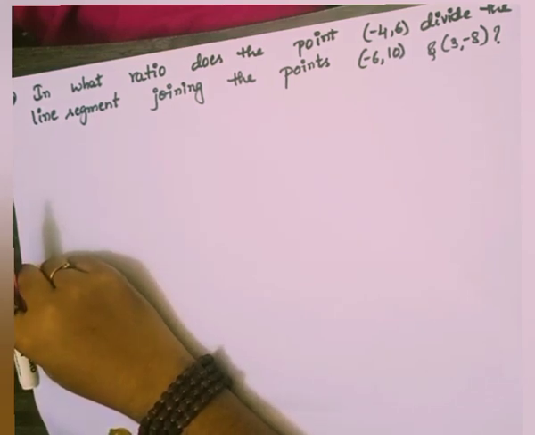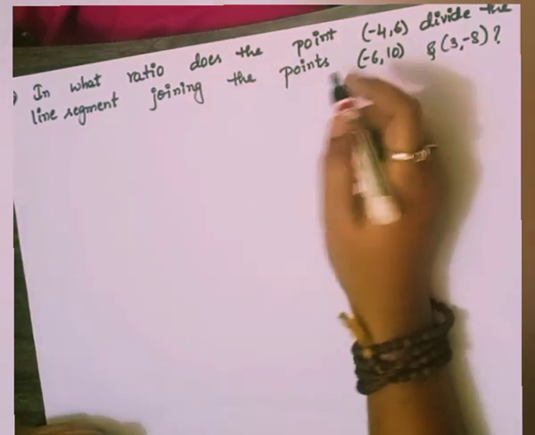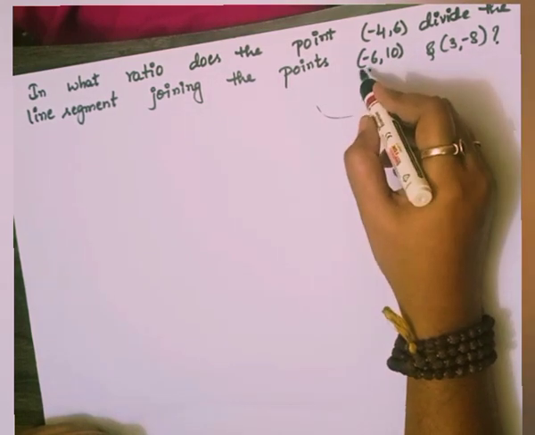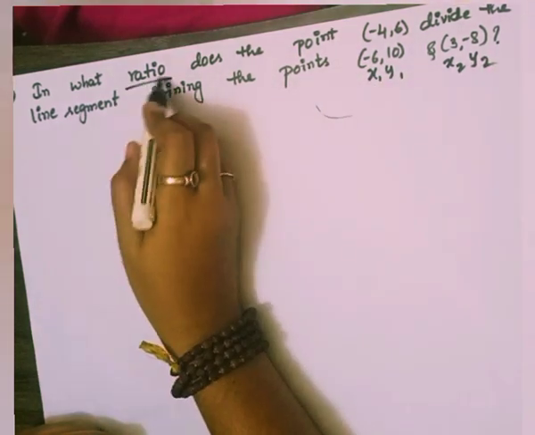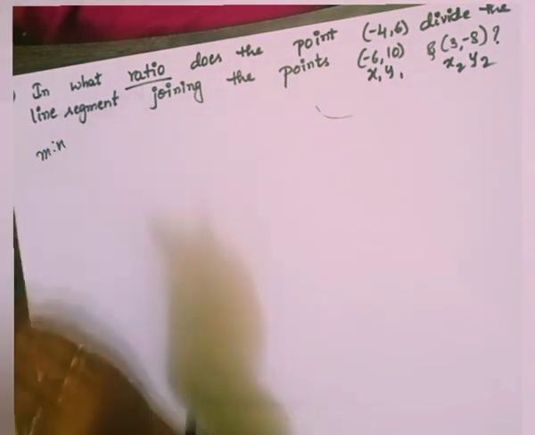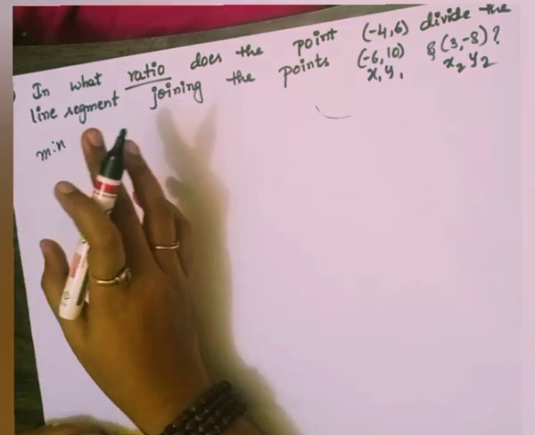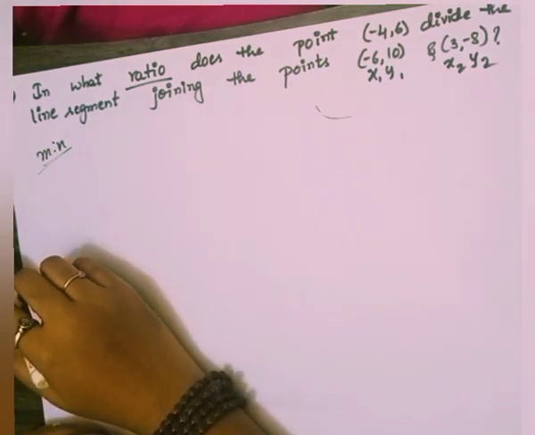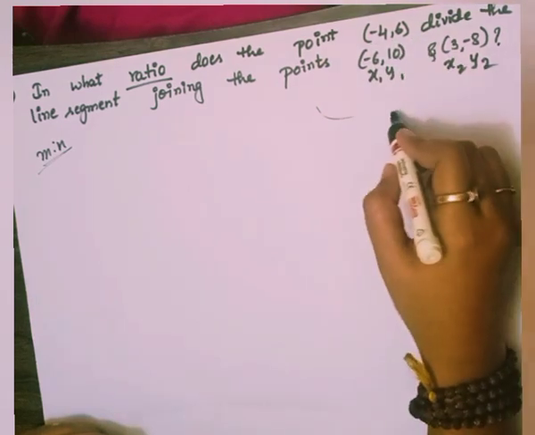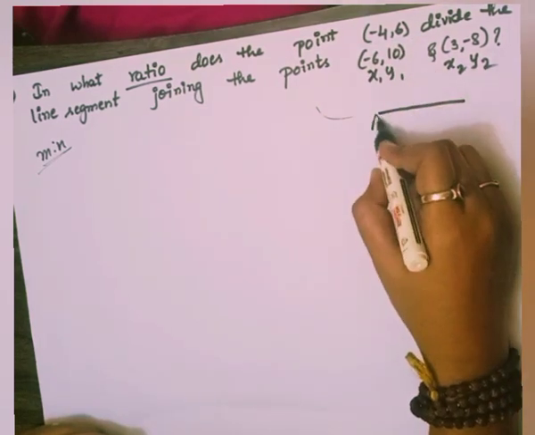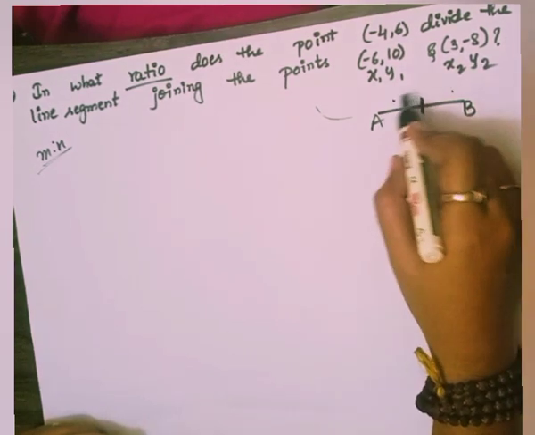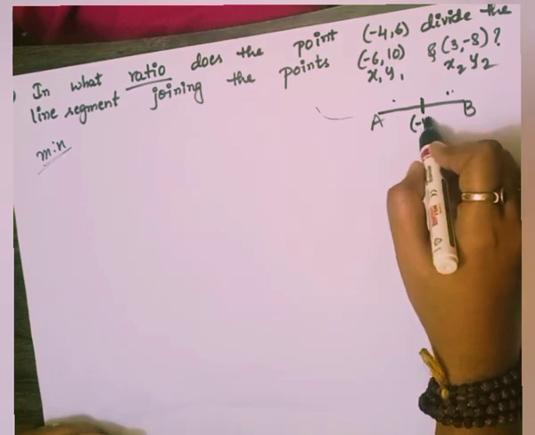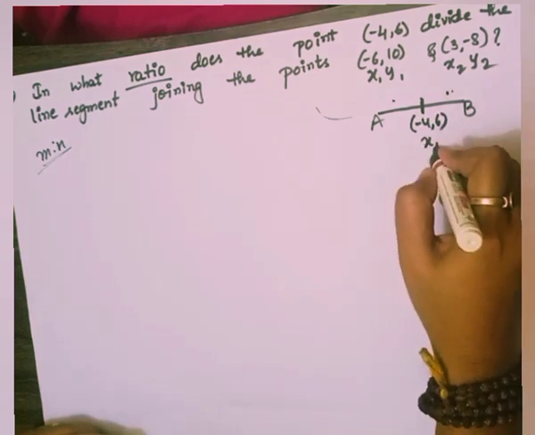points minus 6 comma 10 and 3 comma minus 8. So they already said that this is a line joining point, that means x1 y1, this is x2 y2. They said we need to find out ratio, that means m is to n we need to find out. You need to remember if they mention the ratio, you need to find out m is to n. The line joining point they said, that means for example you have line, this is A, so another one will be B. Middle one line will be dividing that one line.